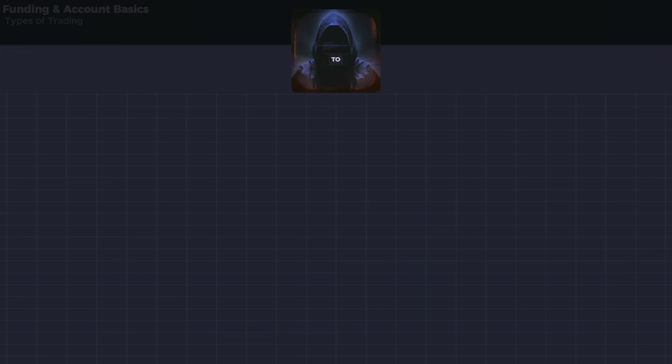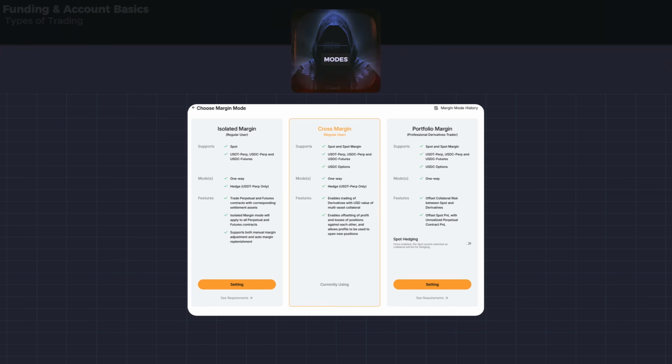It's also important to understand that there are different margin modes. Within the unified trading account, there are three: isolated margin, cross margin, portfolio margin. By default, the system uses cross margin. What's the difference? Isolated margin. Each position has its own allocated risk. Losses are limited to that specific trade. Safest option for beginners. Cross margin. Uses your entire account balance as collateral. Risk is shared, but mistakes can affect everything.